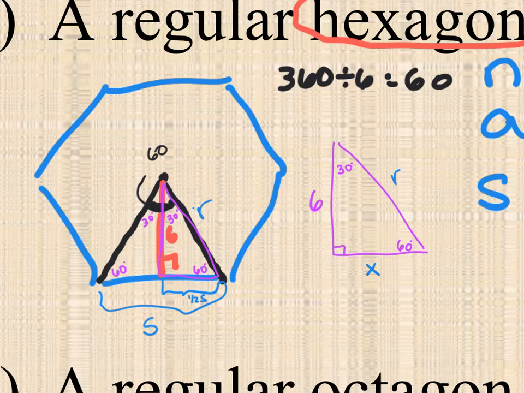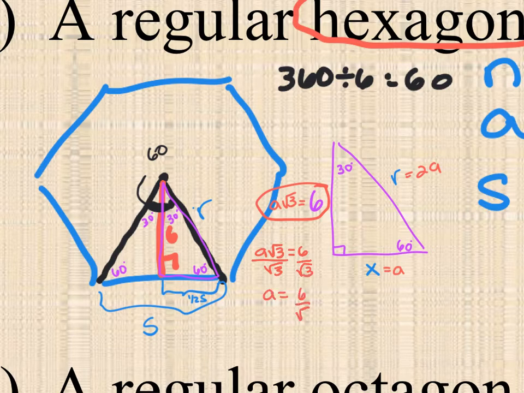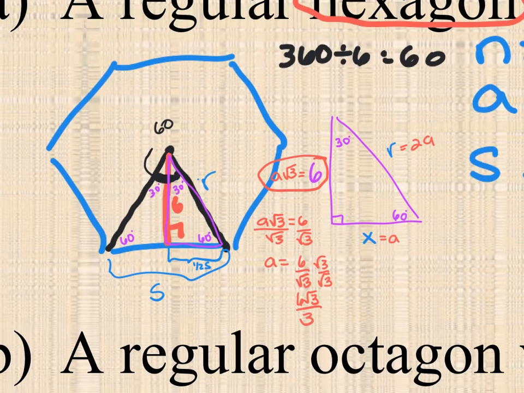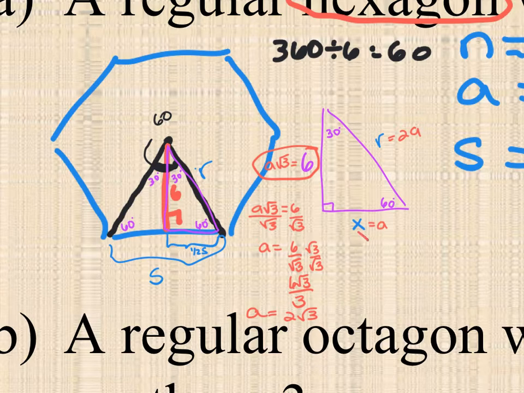So what's the relationship of my 30, 60, 90 angles? The opposite of the 30 is A. Opposite of the 60? A root 3. Opposite of the 90? 2A. The side I'm given this time? A root 3. So I have to solve for A by dividing by root 3. Can't leave that, so I rationalize it and simplify it. So A is 2 root 3. That is only this part, which means S is what? 2 times 2 root 3, or 4 root 3.